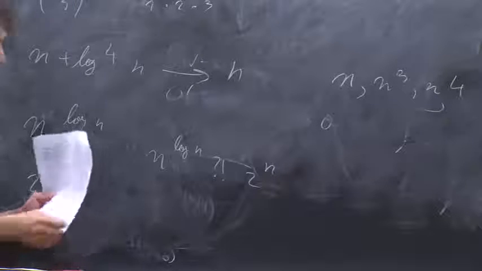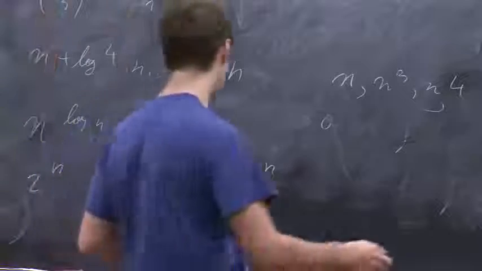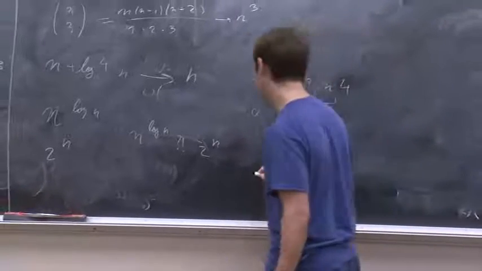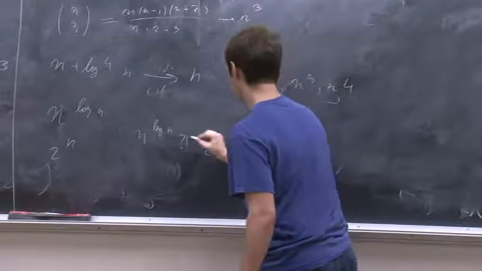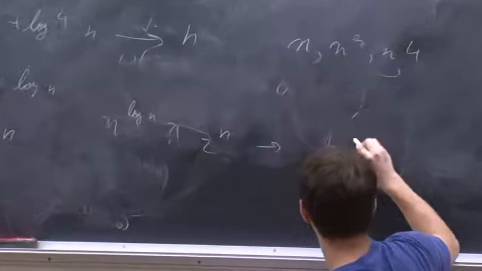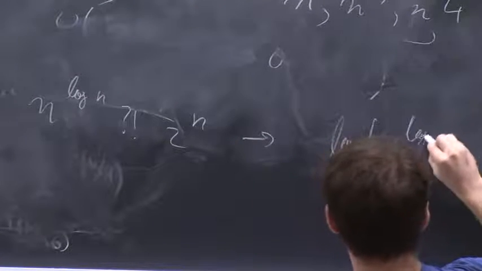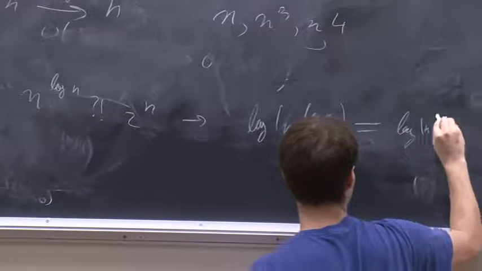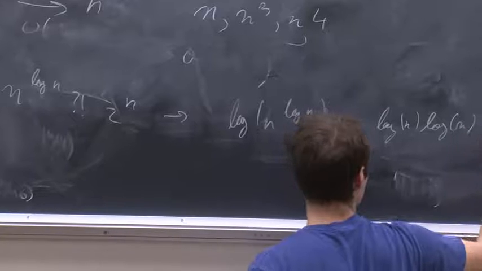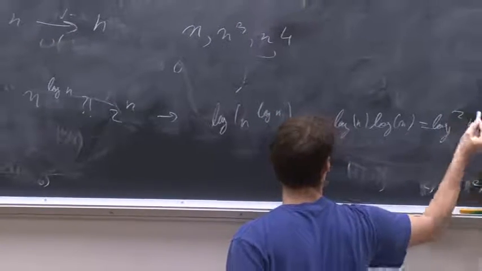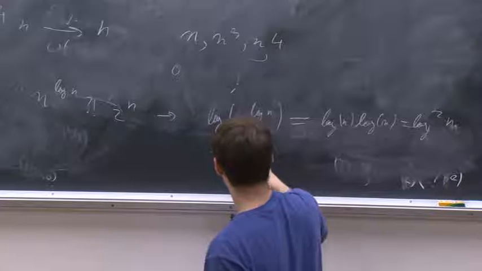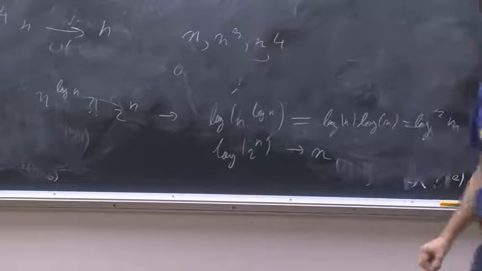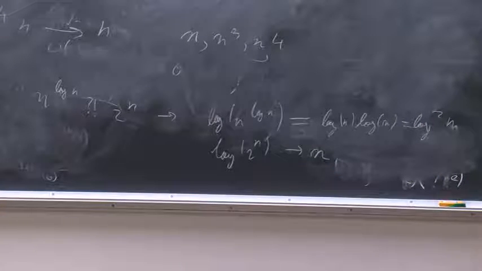Take the logs. When we have something confusing with exponentials, take the logs and see what we get. Logs are monotonic, so if you take the logs, you'll have the same relationship afterwards. So the log of n to the power of log n is log n times log n, so it's log squared n. The log of 2 to the n is n. Which one's bigger? N. All right.